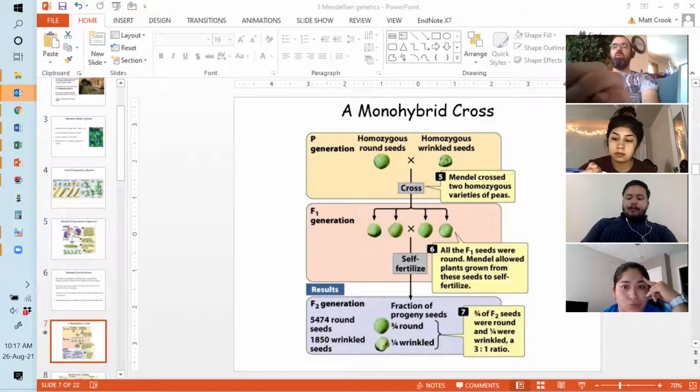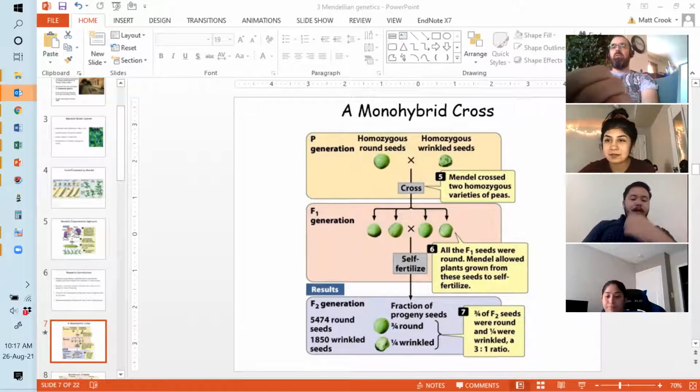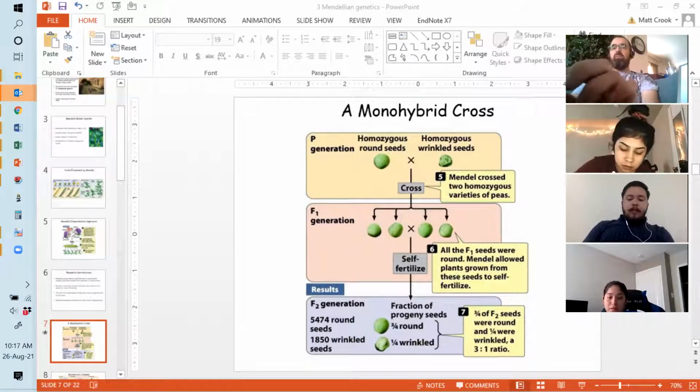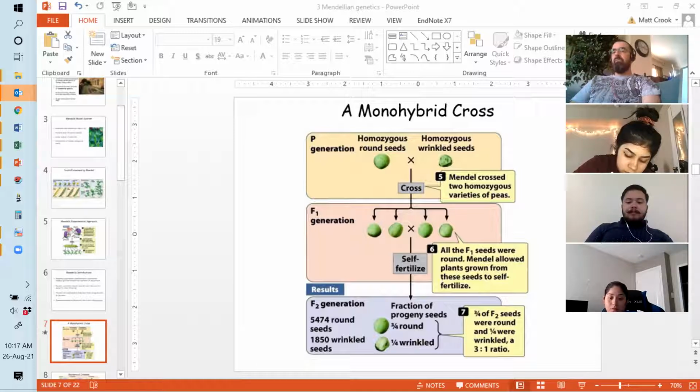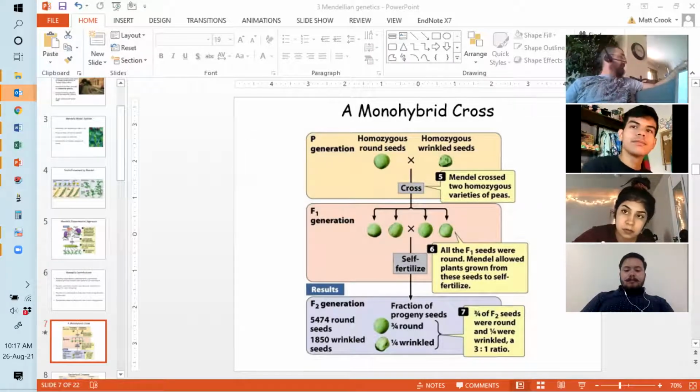So if you want to know which parent is homdom, homozygous dominant, look at the F1s and it'll tell you. So in this particular image, which is the dominant phenotype? Round seeds. Yeah, exactly. Right, because that's the one that you see in the F1s.